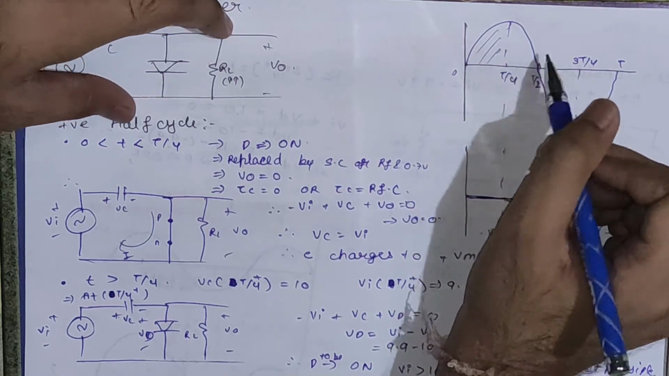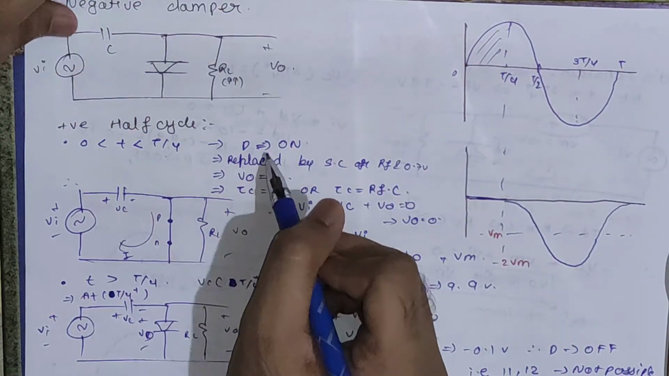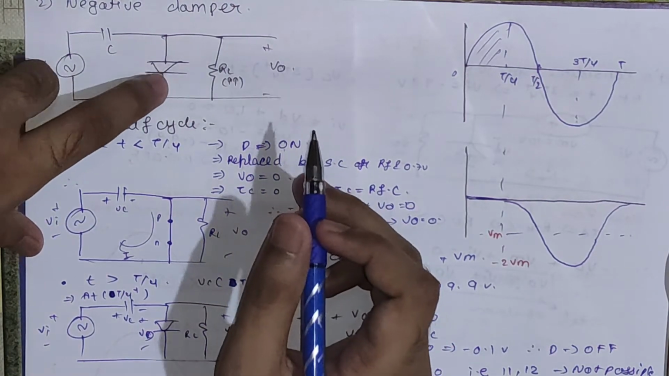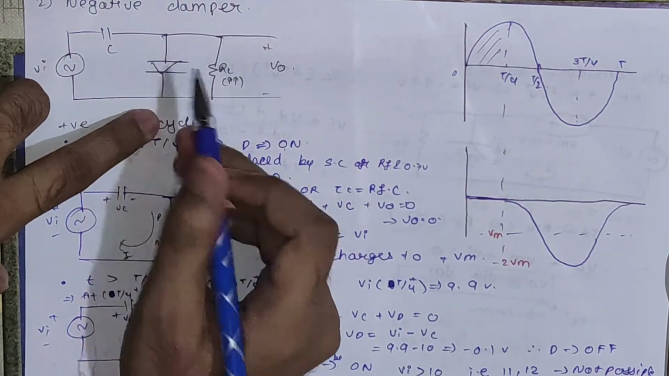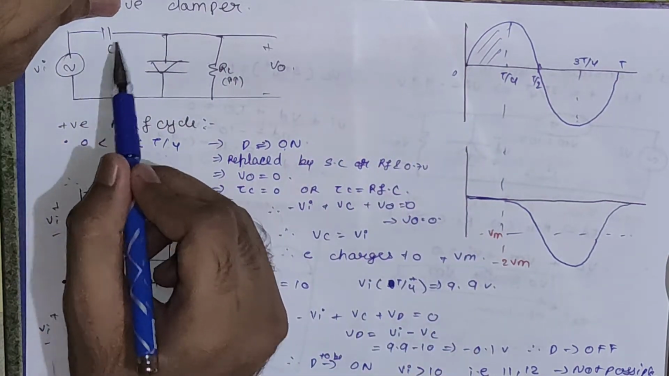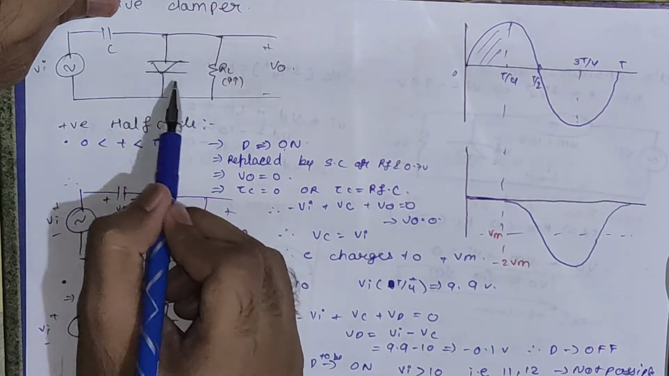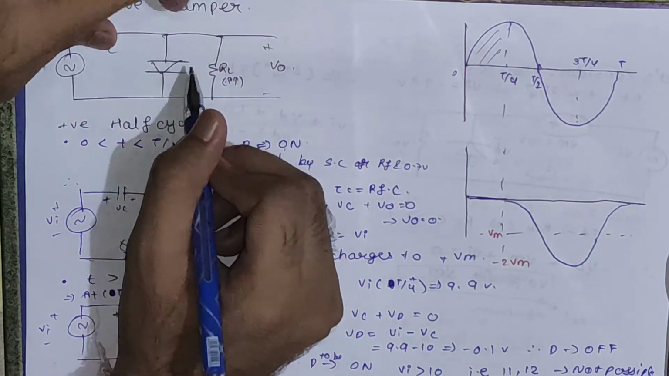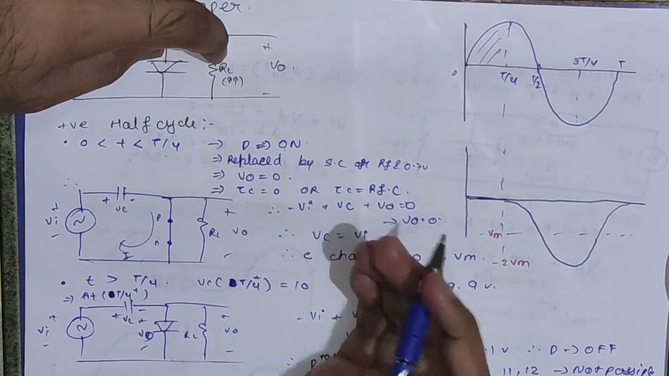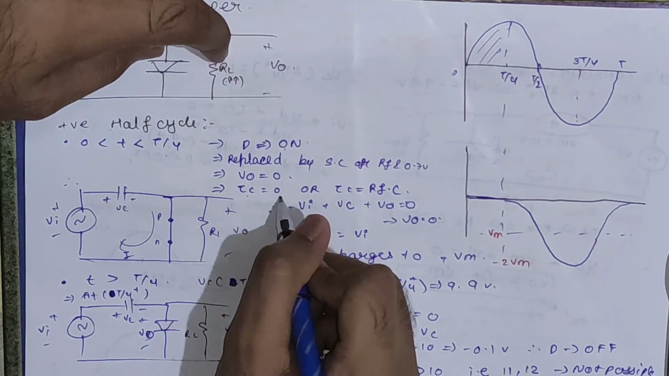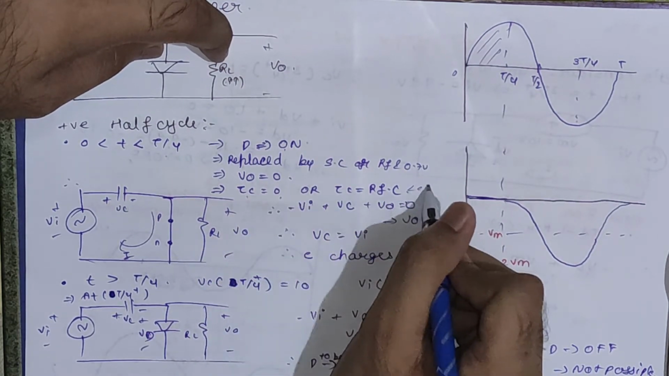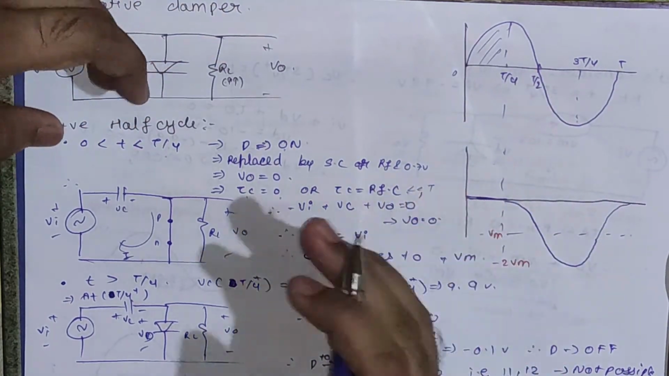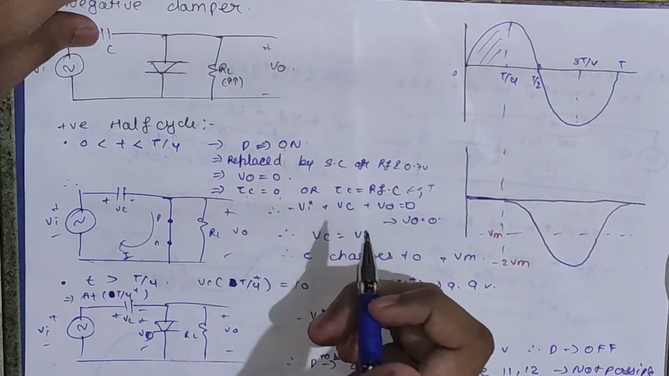0 to T by 4. For 0 to T by 4, we will say the diode is on, so either we replace it by a short circuit or by RF. You can see the equivalent resistance will be very small. The path for the capacitor to charge will be through the equivalent resistance provided by these two branches. As we know, this resistance is very small, so we can say tau C will be nearly equal to 0, or very small compared to the time period of this input waveform. So we will say the capacitor will charge instantly to the maximum of the input waveform.